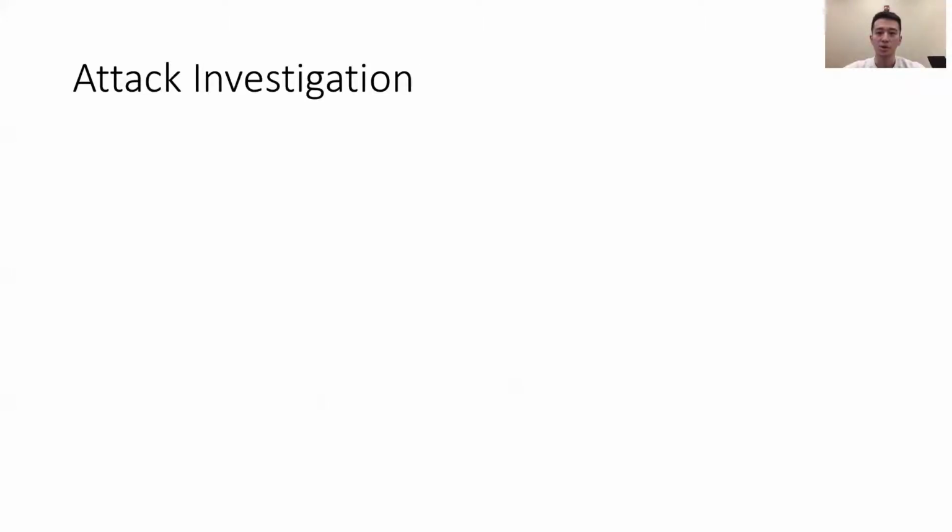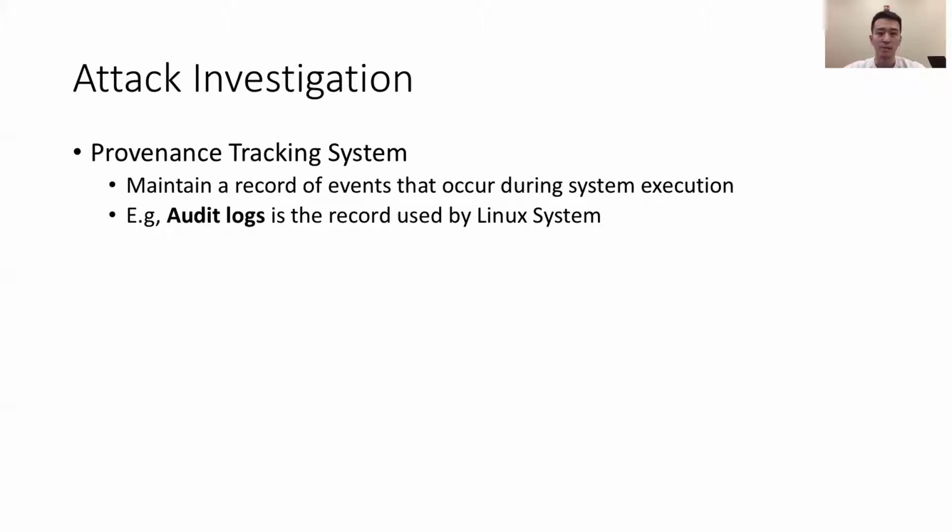First, let me introduce attack investigation. Attack investigation contains two parts. The first part is a provenance tracking system. A provenance tracking system maintains a record of events that occur during system execution. For example, the audit log is a record used by the Linux system. The audit log contains all the system-level events such as syscalls.